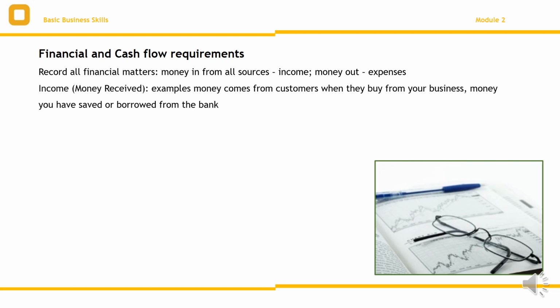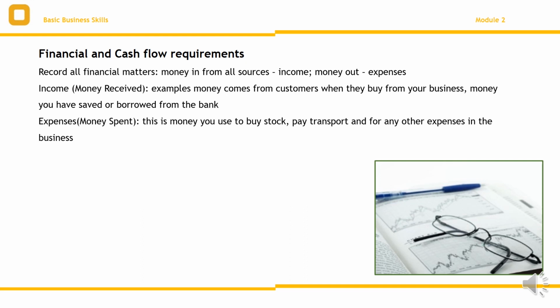Income is money received. Examples of income can be money that you generate from sales from your customers when they buy from your business, money you've saved or borrowed from the bank, so money that you invest into the business could also be money in. When you obtain a loan from the bank that you're going to utilize for the business, that's also considered as money coming into the business.